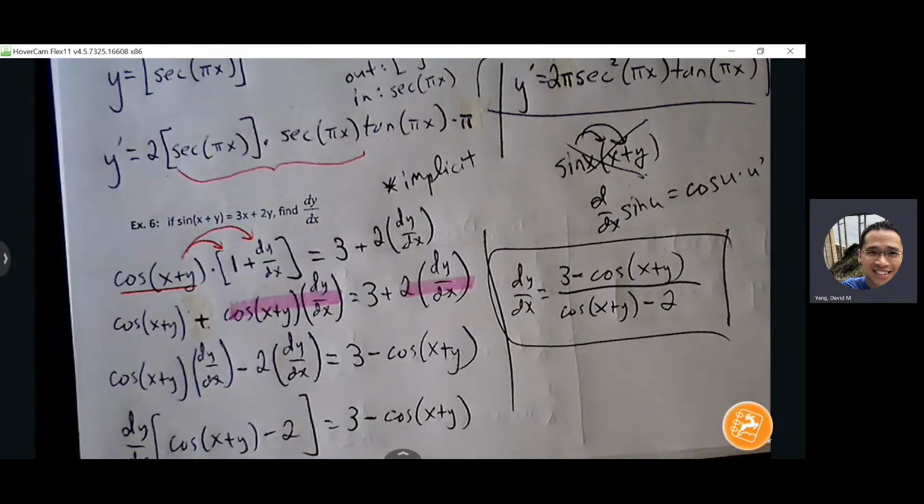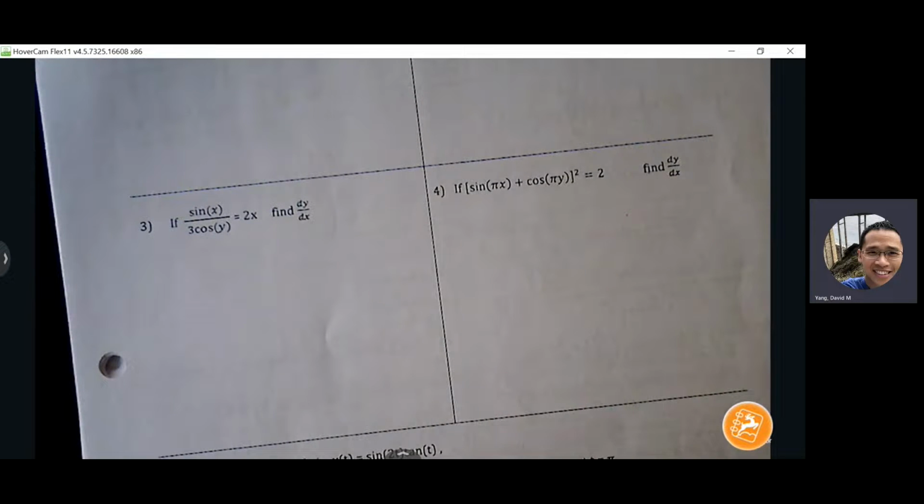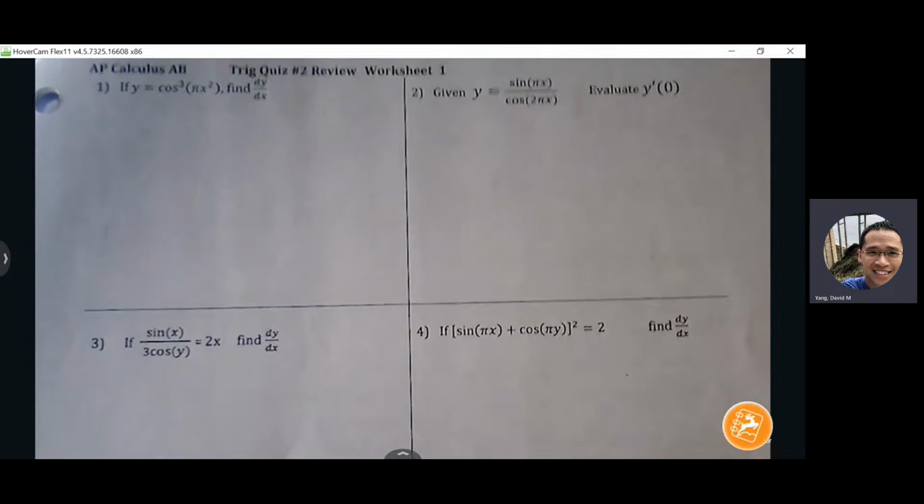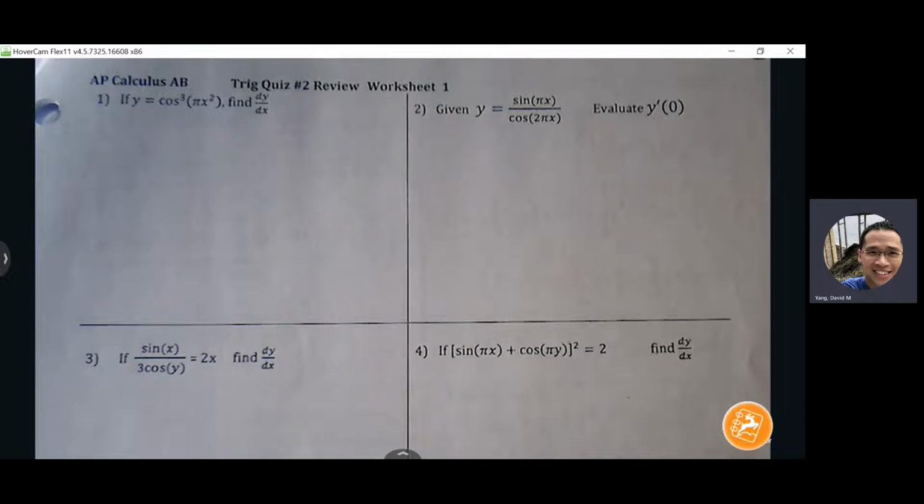Okay, let's go to page 13. We're going to work through, and try to get through 1 through 3. Whatever we don't finish, we can do tomorrow. Okay, so look at number 1 on page 13.